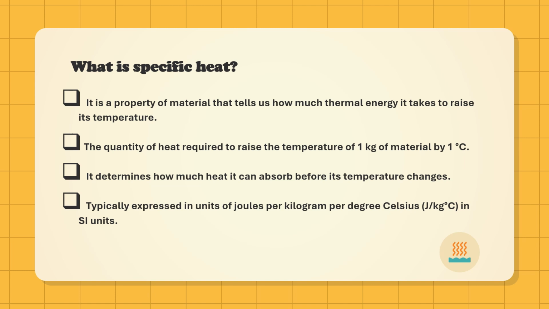What is specific heat? It is a property of a material that tells us how much thermal energy it takes to raise its temperature. It is the quantity of heat required to raise the temperature of 1 kilogram of material by 1 degree Celsius. It determines how much heat it can absorb before its temperature changes. Typically expressed in units of joules per kilogram per degree Celsius in SI units.